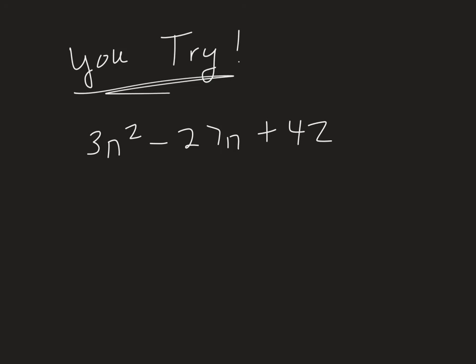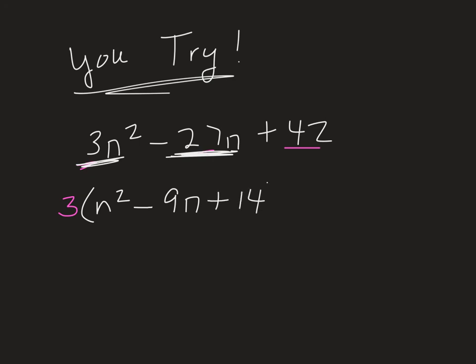So my first step is that I'm going to look for a greatest common factor. I see that 3, 27, and 42 are all divisible by 3. So that 3 is going to come on the outside, and I'm going to factor it out of there. I had a 3n squared, and after I factored out a 3, now I've just got n squared. I've got 27n, and I divided it by 3, so what's left over is a 9n, and that is subtraction because it's a -27. And then 42 divided by 3 gets me a 14, and it is a positive 14.